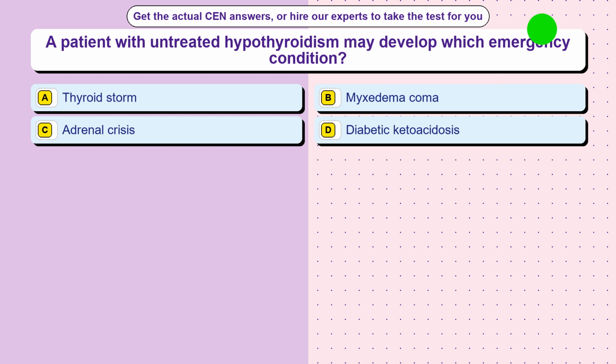Question 33. A patient with untreated hypothyroidism may develop which emergency condition? Option A, thyroid storm. Option B, myxedema coma. Option C, adrenal crisis. Option D, diabetic ketoacidosis.